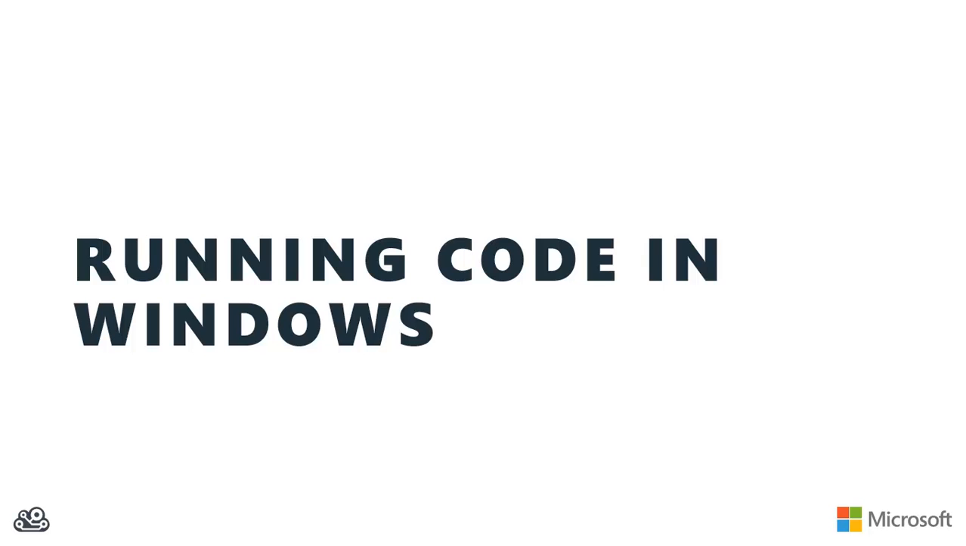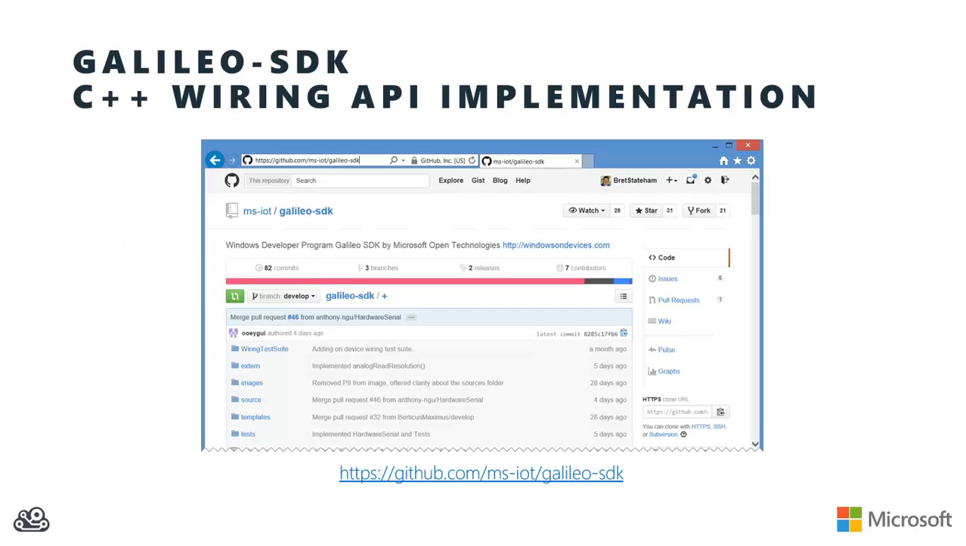Awesome. Well, now our Galileo is booting to Windows. So next, let's take a look at writing and running code in Windows on the Galileo. Now, first of all, remember I mentioned that when we work with the Galileo in Windows, we're actually going to be writing C++ applications that call into this wiring API, and that was implemented for us in this Galileo SDK.